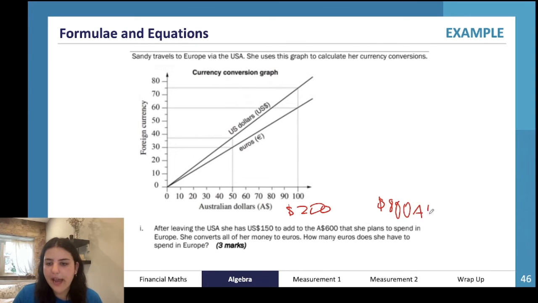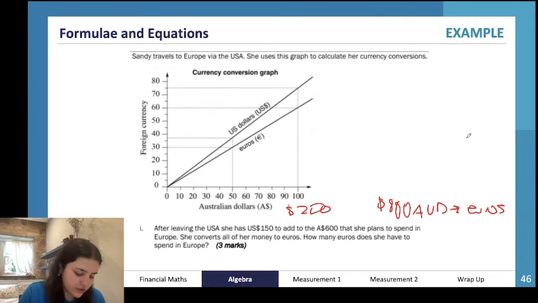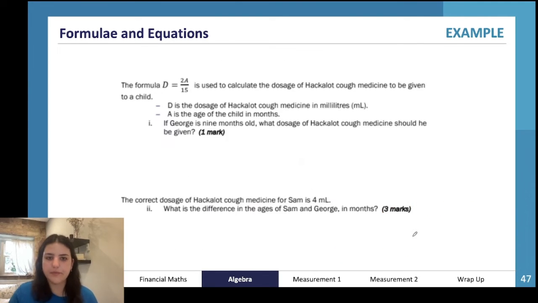So you want to convert 800 Australian to euros. We want to find an equal section to convert to. So let's see, 100 Australian is 60 euros. We've got 800 Australian. So 60 times 8 is going to be 480. So she'll have 480 euros to spend in Europe.